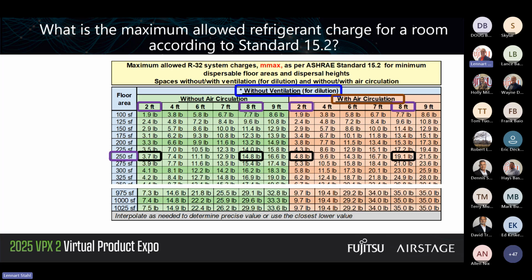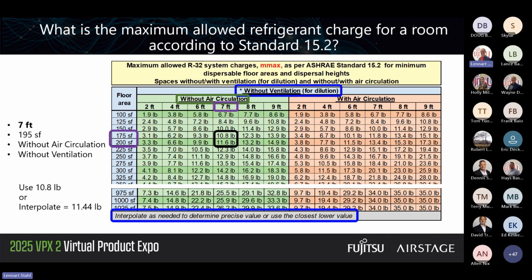Obviously, you have to interpolate depending on if you have other room heights and other areas. I can show you how that would be done. Let's say we have a 7-foot room height, 195 square feet, no air circulation or ventilation. I would go in the blue and take the closest lower value. So I can take 175, that's lower than 195, go in and say 10.8 for my 7 foot. I play it safe, I can have 10.8 pounds there.